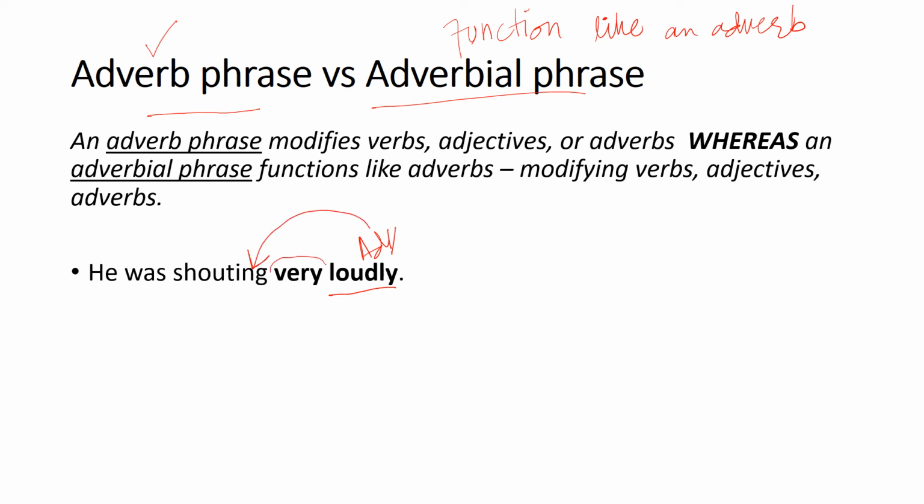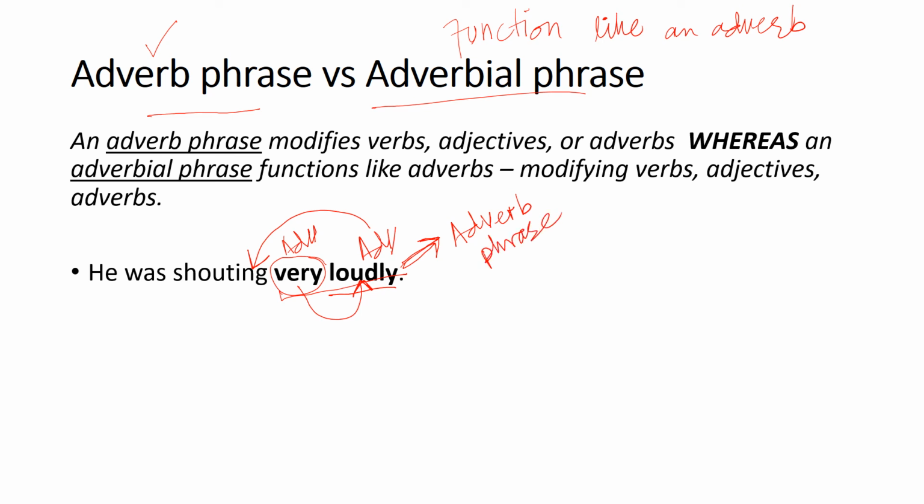And what is very? Very is again an adverb. Now why is very an adverb over here? Because very is modifying this adverb loudly. So now we are dealing with two adverbs. It means that we are not talking about a single word, we are talking about a group of words, and both of the words are what? Adverbs. So this group of words would be an adverb phrase.